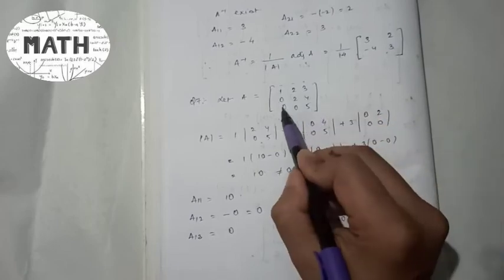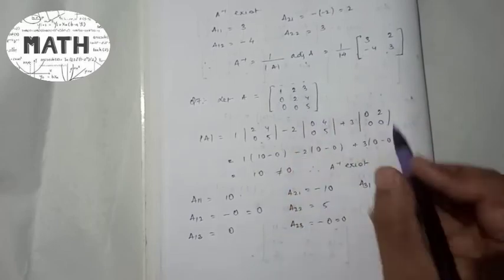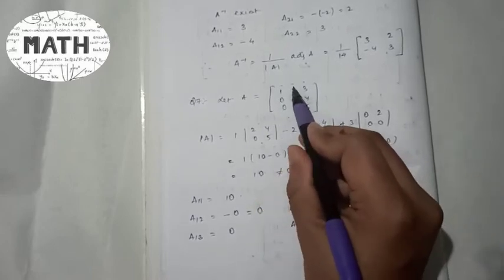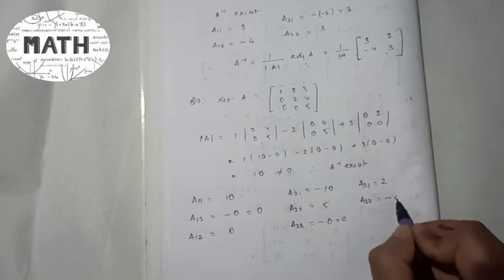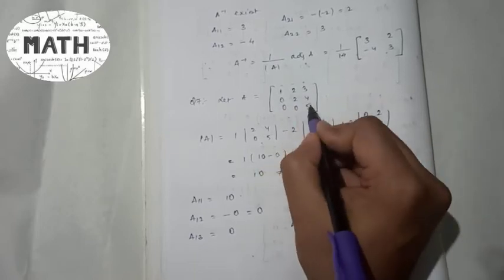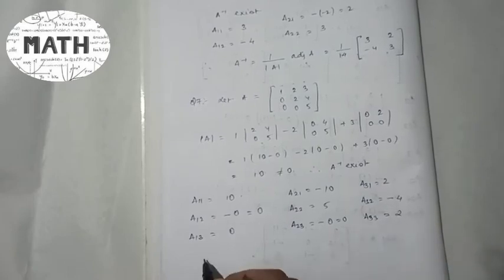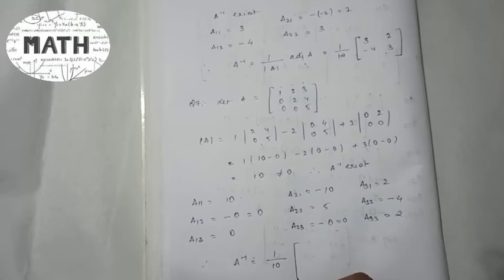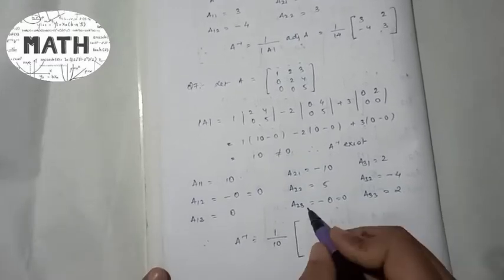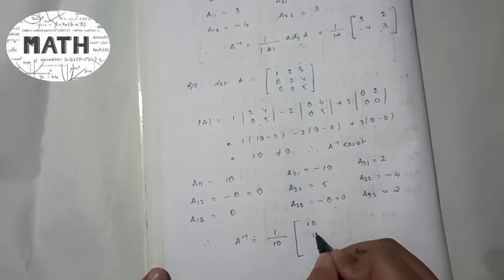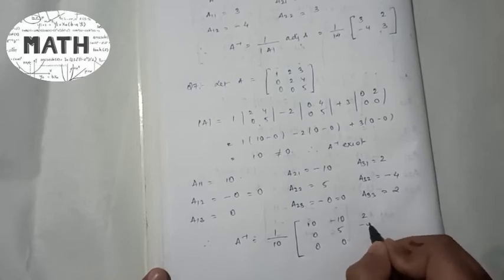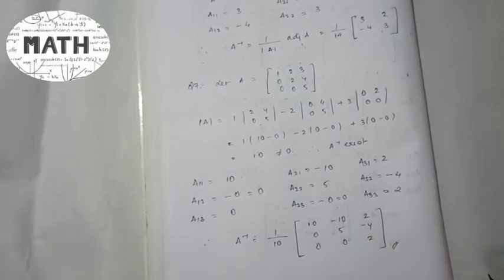A31. 3 1 is positive, 2 4 is 8, 6, so 2. A32. 3 2 is minus, 4 1 is 4, so it's minus 4, and then A33. 3 3. The answer is 2. So therefore your A inverse would be 1 by 10, and then you'll get the answer to be (10 0 0; minus 10 5 0; 2 minus 4 2). So that's your answer.